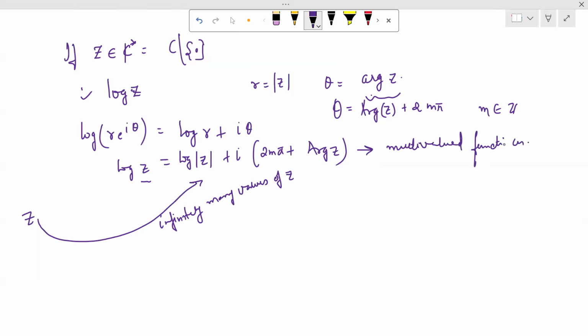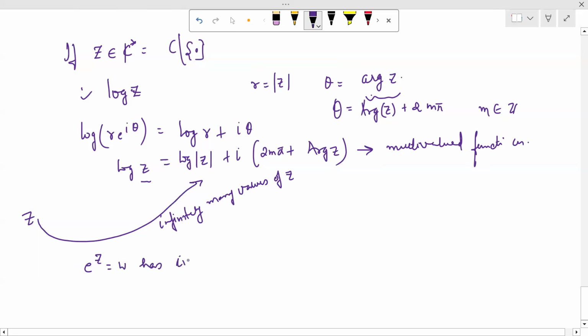Is that fine? And similarly, it gives us another way of writing the same thing. e raised to power z is equal to w has infinite solutions in C star. Is that fine or not fine?